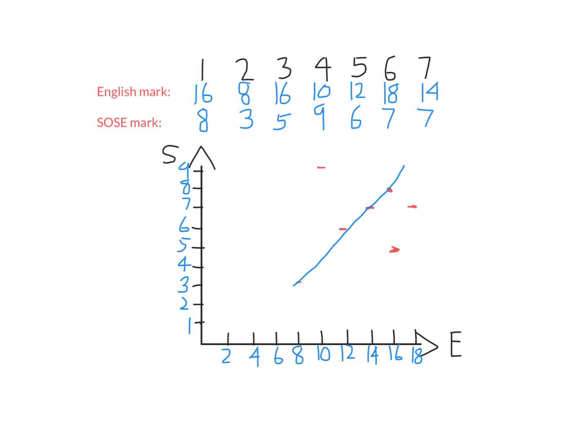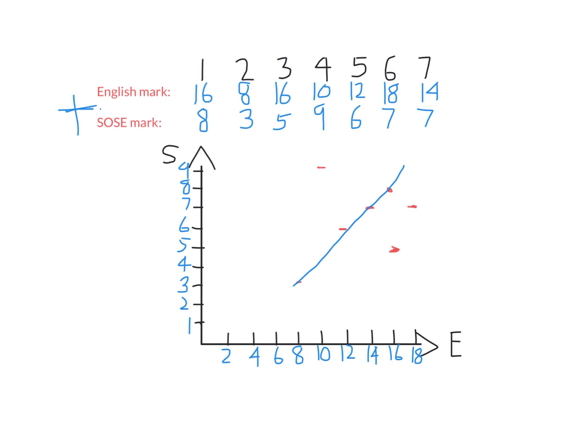So that's not so clear, but what is clear is whether the relationship is positive or negative. We can see clearly that this line leans to the right, has a positive gradient. As we're going to the right, we tend to go up. What this means is the relationship between English and SOS is a positive relationship. As a student's English mark increases, so too their SOS mark tends to increase.